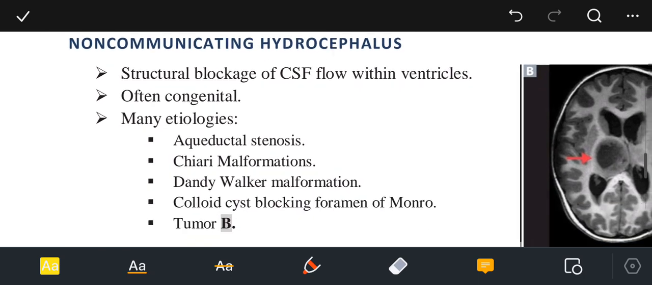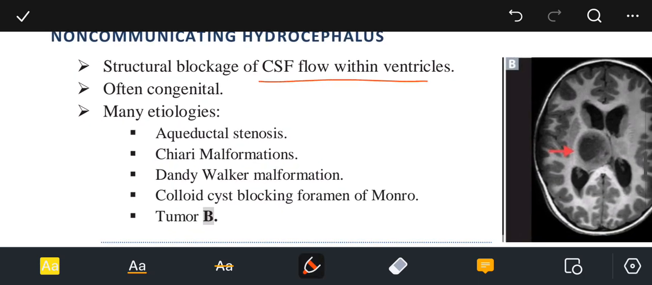Non-communicating hydrocephalus is a structural blockage of the CSF flow within the ventricles, often congenital. It has many etiologies. Maybe aqueductal stenosis, Chiari malformations. Yes, we have seen that in the Chiari malformation, specifically Chiari 2 malformation, we have hydrocephalus, a non-communicating hydrocephalus. Then Dandy-Walker malformation, in which we have degeneration of the cerebellar vermis and the fourth ventricle enlarges. Then the colloid cyst blocking the foramen of Monro, as you can see.